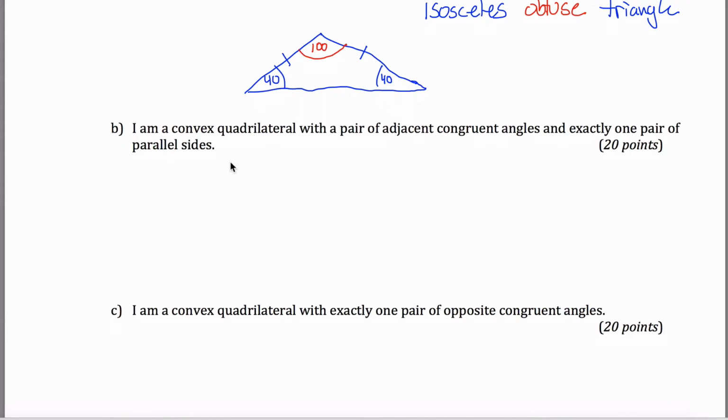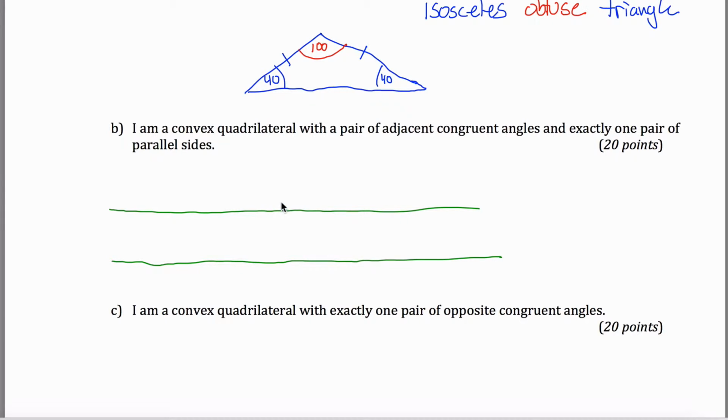Part B, I am a convex quadrilateral with a pair of adjacent congruent angles. So I have 2 angles that are right next to each other that are the exact same. And I also have exactly 1 pair of parallel sides. Okay, so I'm going to start with my parallel sides. I don't know how long they are, so I'll just put some really long lines here. And these 2 lines right here are parallel.